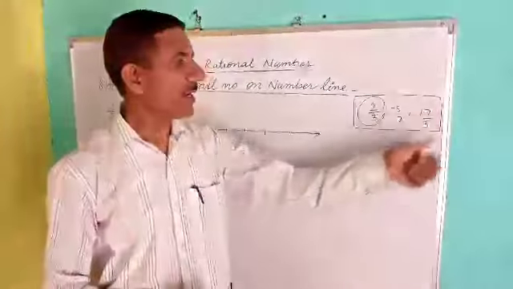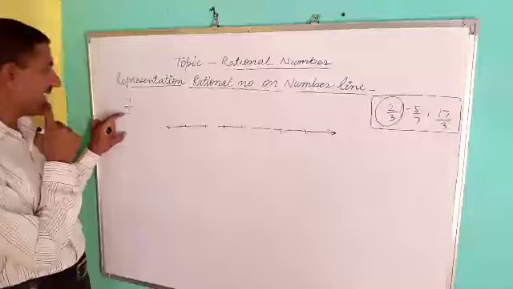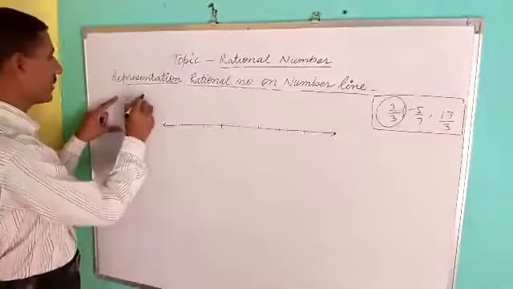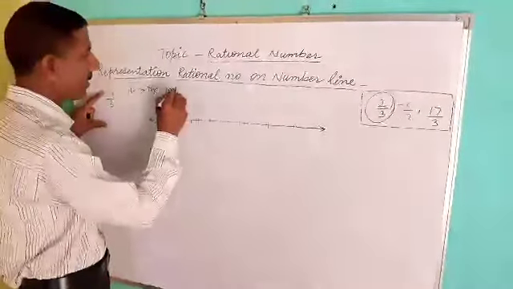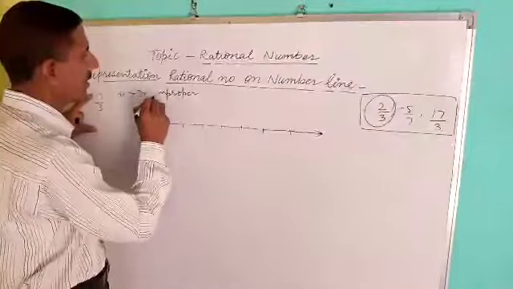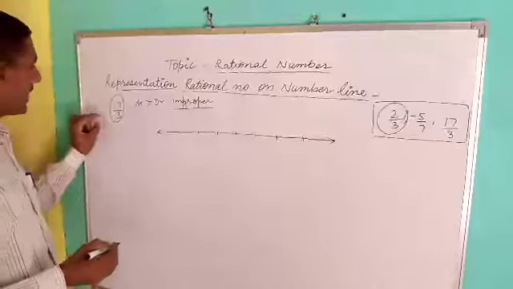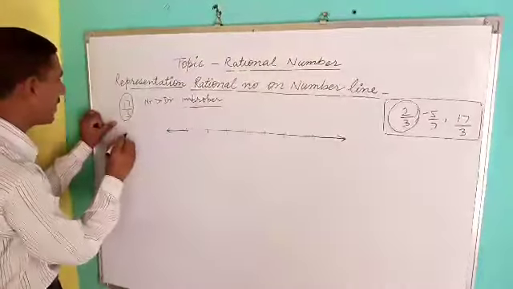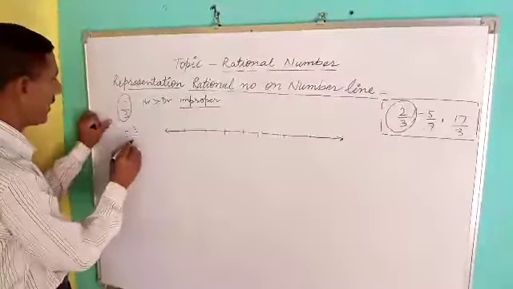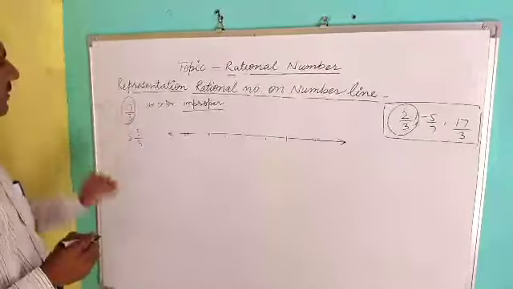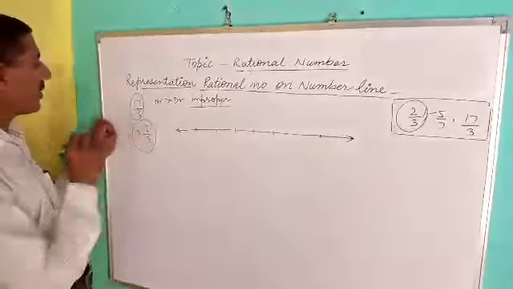In the case of an improper number, we have taken an example 17 upon 3. In this case the numerator is more than the denominator, so it is improper. So for this rational number, divide the numerator by 3: 3 fives are 15 and remainder 2 upon 3. 3 fives are 15 and 2 is 17, 17 upon 3. So you have a mixed number 5 2 upon 3.